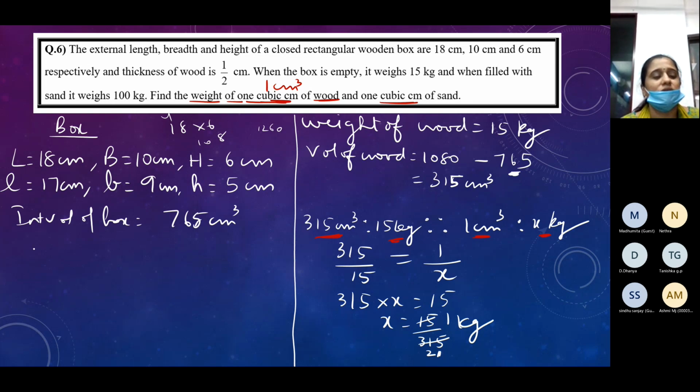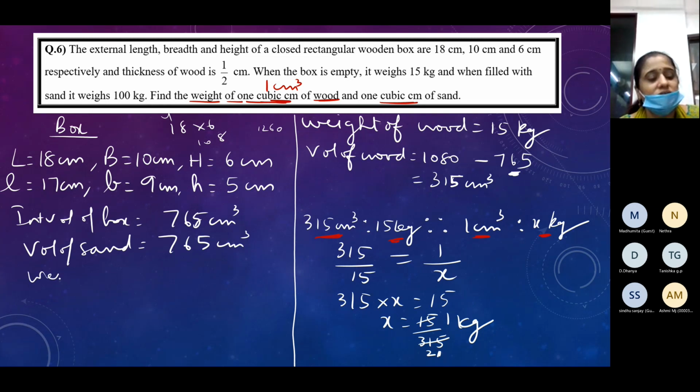And what is the weight of this one? What is the internal volume of the box? It's the volume of sand. Volume of sand is equal to 765 centimeter cube. Now, what's the weight of sand? 100 kgs, ma'am. Very good. Raja gave it right. 100 minus 15, 85 kgs.